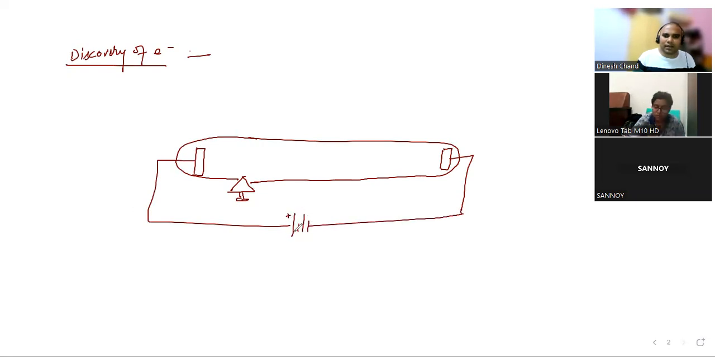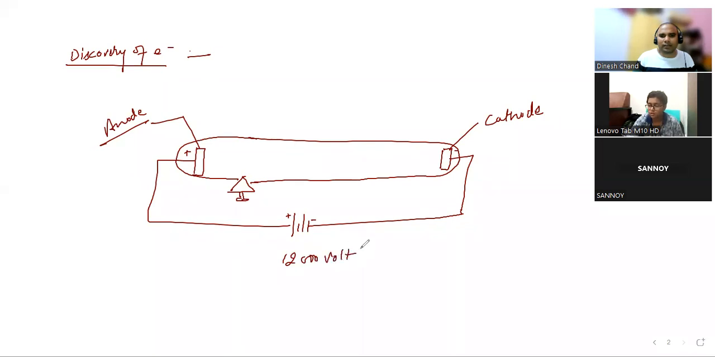The larger battery terminal is positive and the smaller one is negative. The negatively charged electrode is called the cathode and the positively charged electrode is called the anode. Here he is not taking a small battery. He takes a 2000 volt battery, a very big battery, so high voltage electricity was being passed.